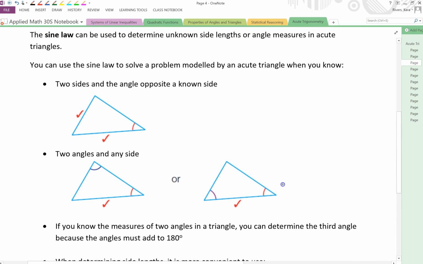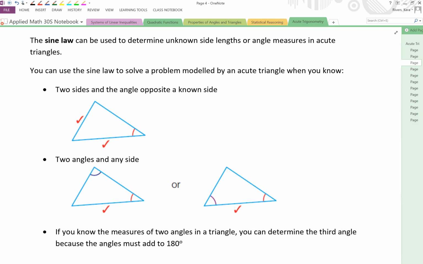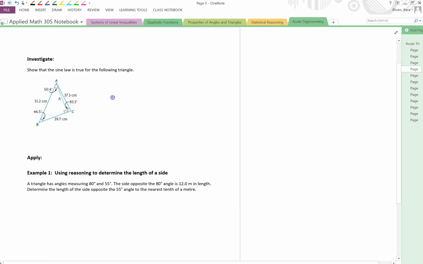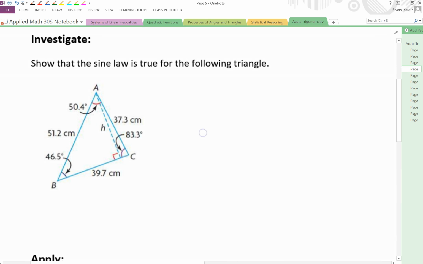Alright, it's okay for me to tell you these rules, but until you actually see some questions and start working out some problems, this doesn't really make too much sense. So let's go and see what the sine law is all about. Take a look at the first example here. It says, show that the sine law is true for the following triangle.